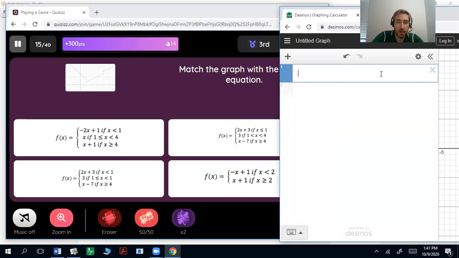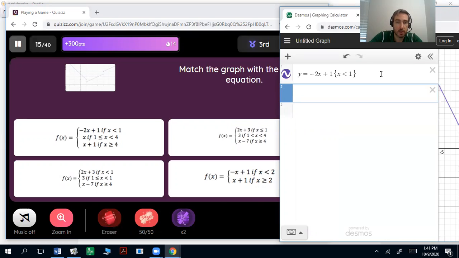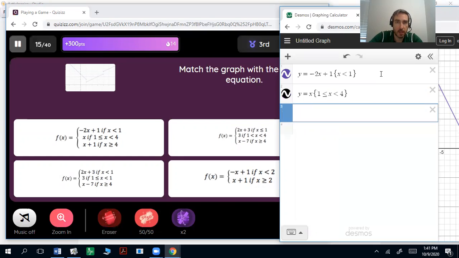You can say y equals negative 2x plus 1, squiggly bracket, x is less than 1. You can say y equals x, squiggly bracket, 1 less than or equal to x, less than or equal to 4. And you could say y equals x plus 1, squiggly bracket, x is greater than or equal to 4.